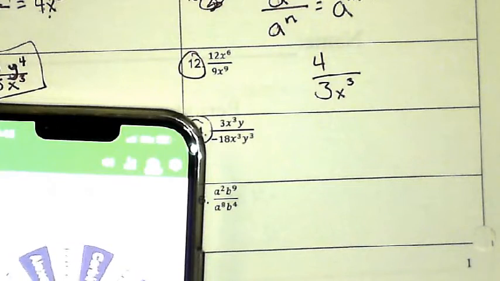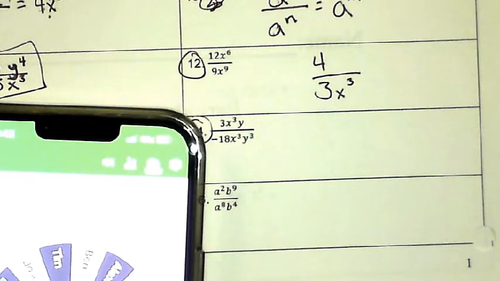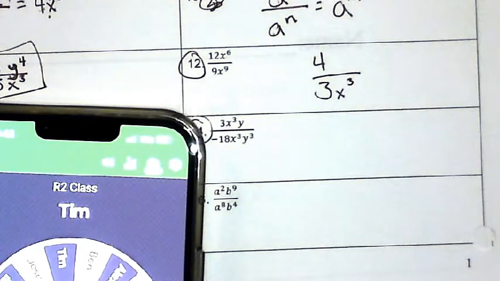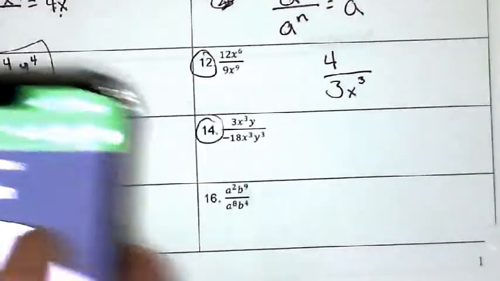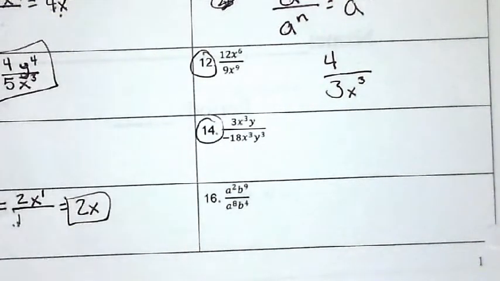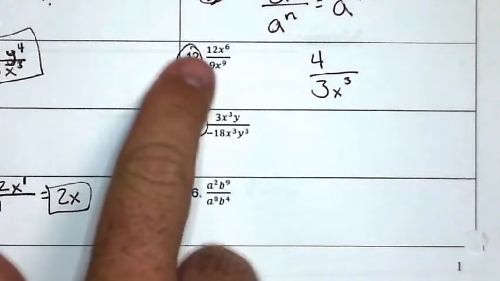Tim! What are the coefficients? They're the numbers in front of variables. So, for example, 12 and 9 are coefficients. 3 and negative 18 are coefficients. Thank you.